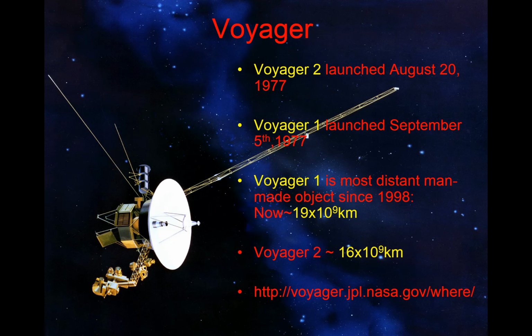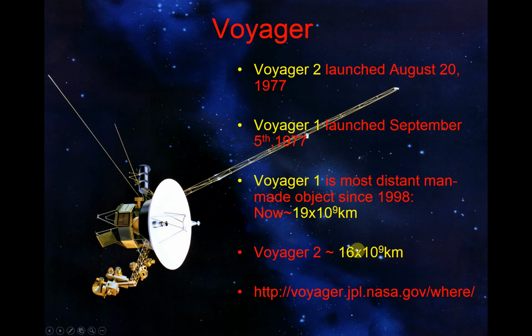Voyager 2, which we'll talk about, was launched in 1977, and Voyager 1 also in 77, in August and September respectively. Yes, Voyager 1 was actually launched after Voyager 2. Voyager 1 is actually traveling faster and has been considered the most distant human object since 1998. It actually passed one of the Pioneer probes and is about 19 times 10 to the 9 kilometers away. Voyager 2 is not far behind it at about 16 billion kilometers.